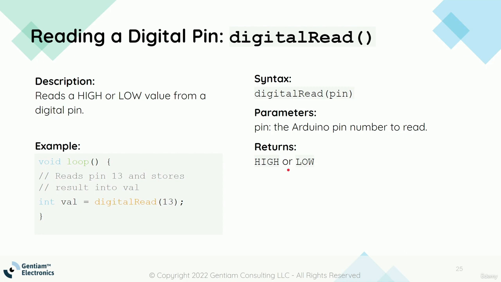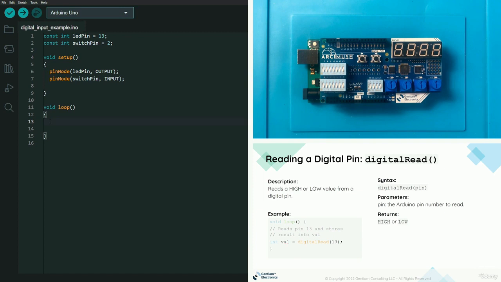Taking a look at the example code, we see that digital read has our pin here as a parameter, but then we also have a variable. So val is an integer, and we assign val to the digital read. What's happening here is the Arduino is being told to read the pin, and if it reads 5 volts, it'll be high. If it reads 0 volts, it'll be low. It'll take that value and store it into the variable val. So let's use that example for our code.